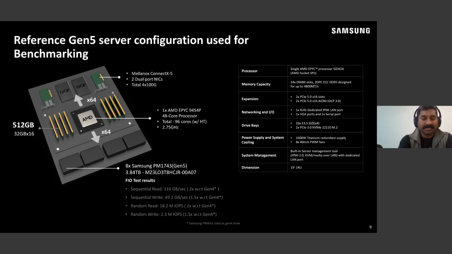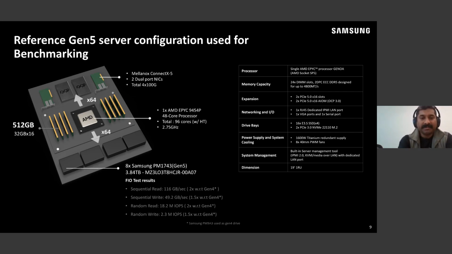And in our experiment, we used 8 drives. This system can take in 16 drives, as you can see on your right side. So in our experiment, we used 8 drives. And with 8 drives, you can see the sequential read was clocking around 116 gigabytes per second, which is almost 2 times the nearest, best performing Gen 4 SSD.